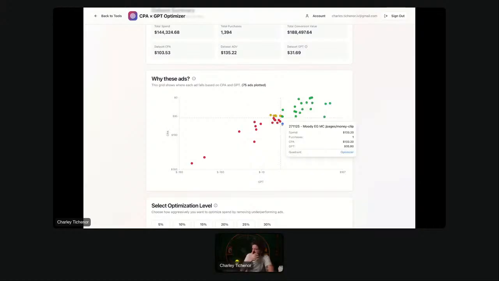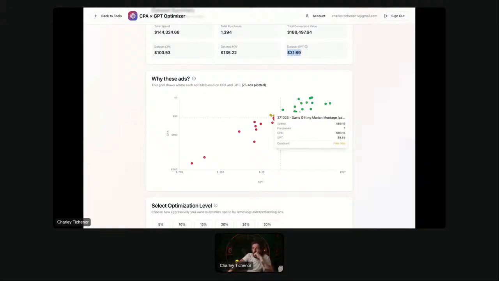Okay, so this one, the CPA is 133 and the GPT is 35. So this GPT of 35 is bigger than this GPT of 31. But the CPA at 133 is higher than the CPA of 103. So it costs more money than average to make a sale, but that sale is more profitable because the AOV is bigger. So this is one we want to keep around because this thing could scale.